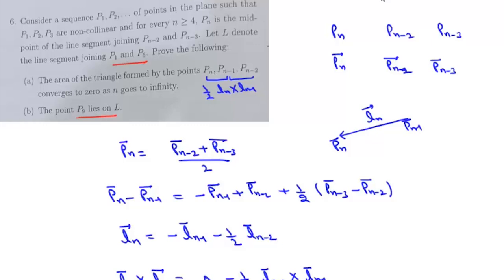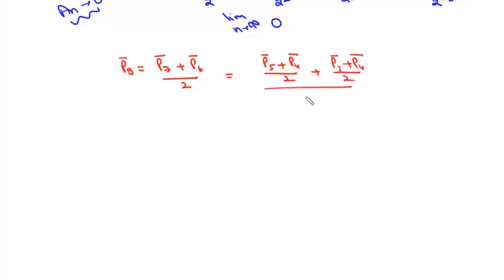Now we know that P9 is the midpoint of P7 and P6, so it will be (P7 + P6) divided by 2. Now P7 is the midpoint of P5 and P4, so it will be (P5 + P4) by 2, and P6 is the midpoint of P3 and P4, so it will be (P3 + P4) divided by 2, whole by 2.